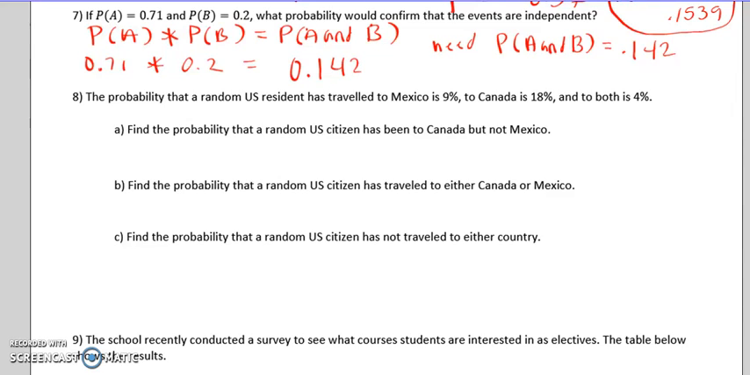All right, number 8. Number 8 says find the probability that a random U.S. resident has traveled to Mexico. The probability that a random U.S. resident has traveled to Mexico is 9%, to Canada is 18%, and to both is 4%.